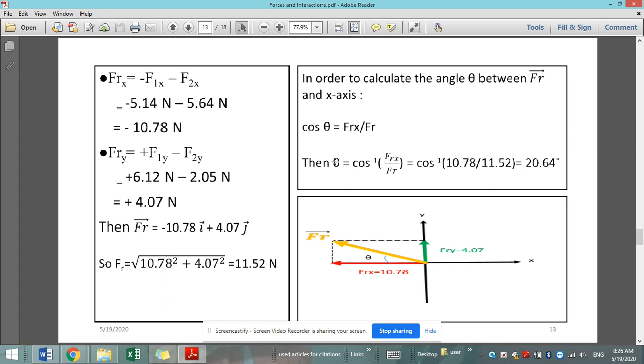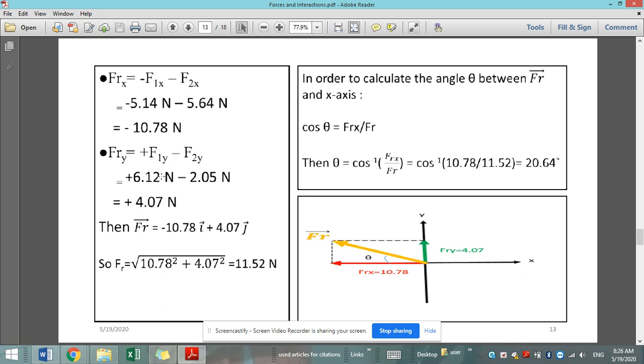So we have that theta is the inverse of the cosine. You press shift cosine on your calculator and put the ratio of Frx over Fr within parentheses, and the angle here is 20.64 degrees. So now if I want to represent this resultant force vector, it is as follows.